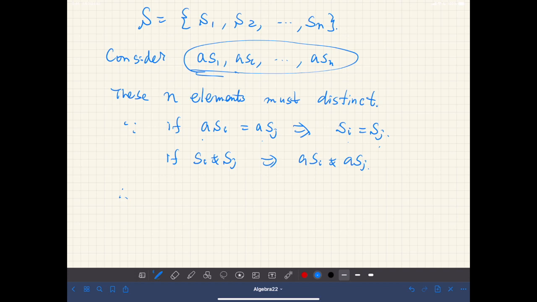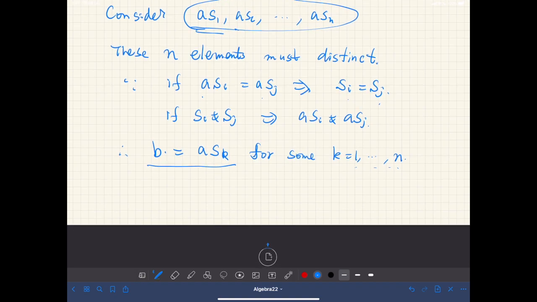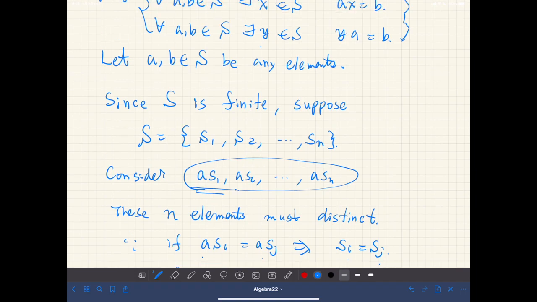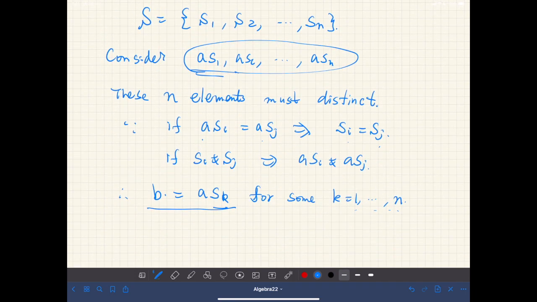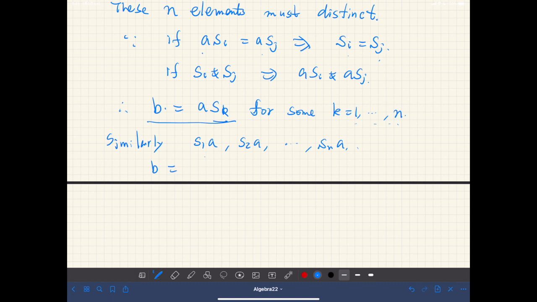So therefore, this element B is equal to ASk for some k. Okay, so one of these must be equal to B, such that this holds. Okay, so this Sk is the X we are looking for. Okay, and similarly, we can consider S1A, S2A, and so on. So these are all distinct by the same argument. So B is equal to SlA for some l.